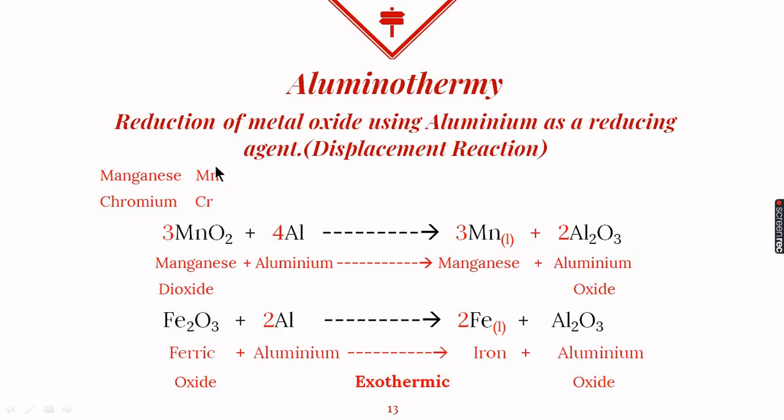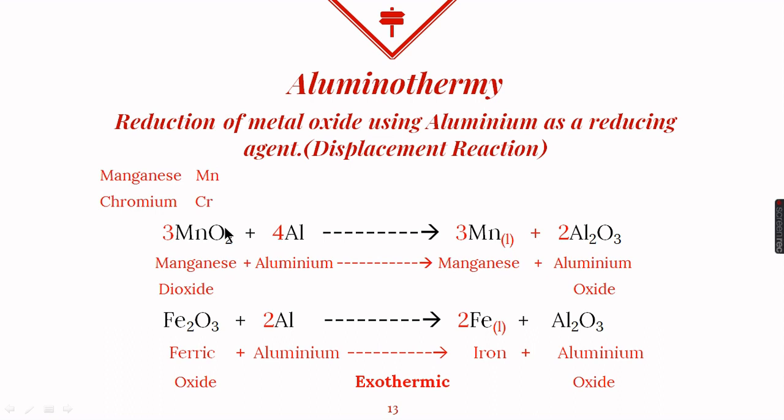But there are certain metals which cannot be reduced using coke as a reducing agent, like manganese and chromium. They cannot be reduced using coke. So to reduce the oxides of these metals, we use a more reactive metal like aluminium, which can displace these metals from their oxides, and this process is called aluminothermy, which is reduction of metal oxides using aluminium as a reducing agent, and this reaction is a displacement reaction.